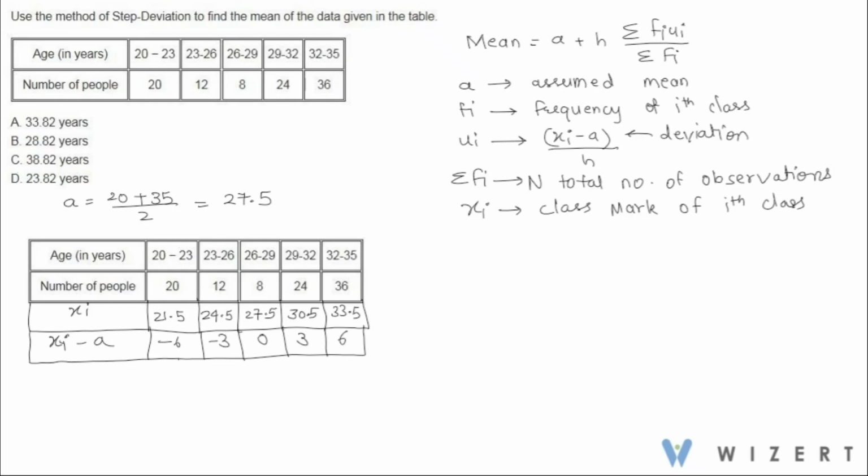So now we need to calculate ui, which is equal to this deviation divided by class size, which is h. Now h is class size. In this case, class size is 23 minus 20 equal to 3. So minus 6 by 3 is minus 2, minus 3 by 3 is minus 1. This is 0, this is 1, this is 2.